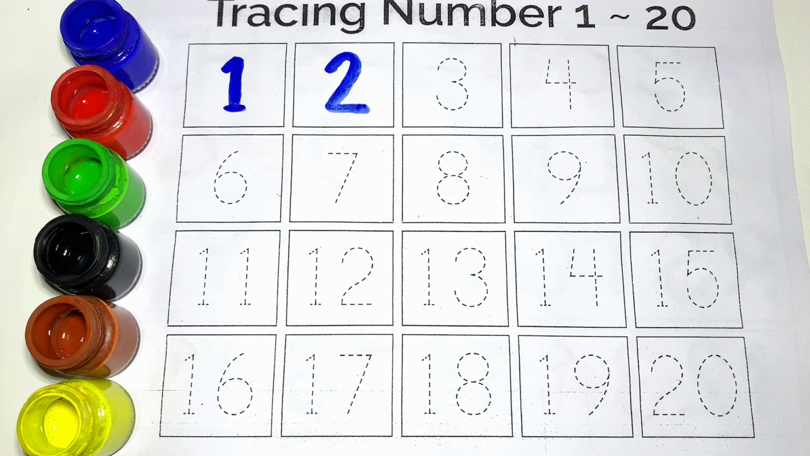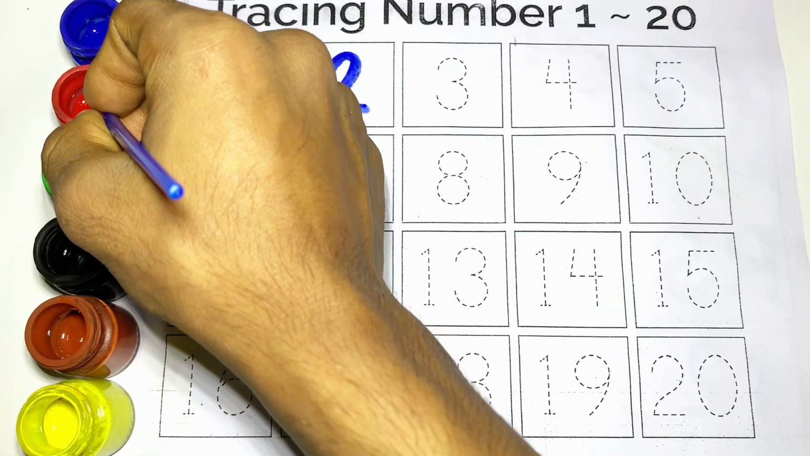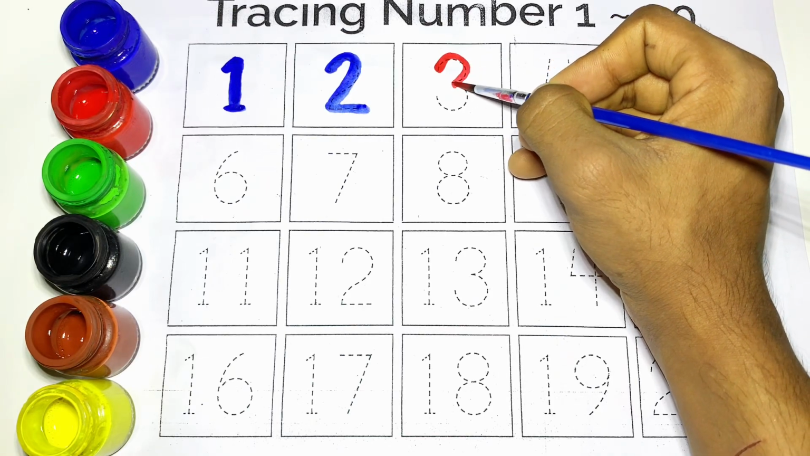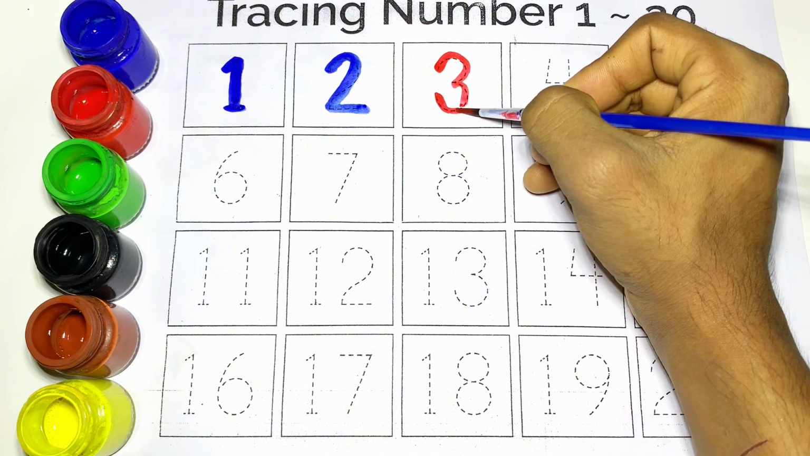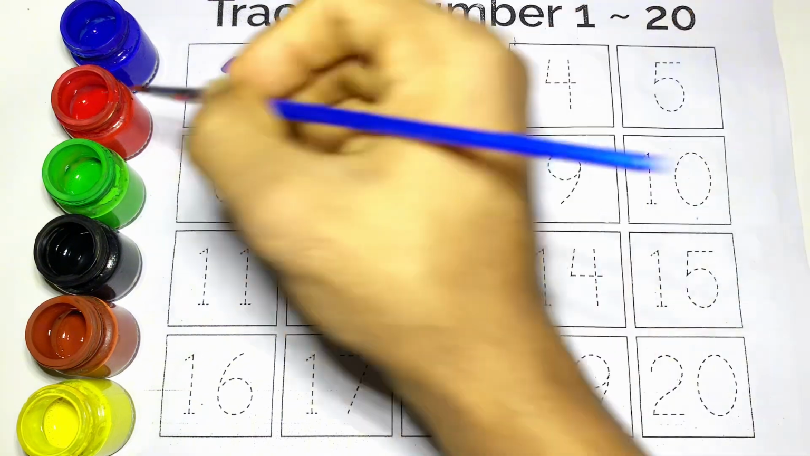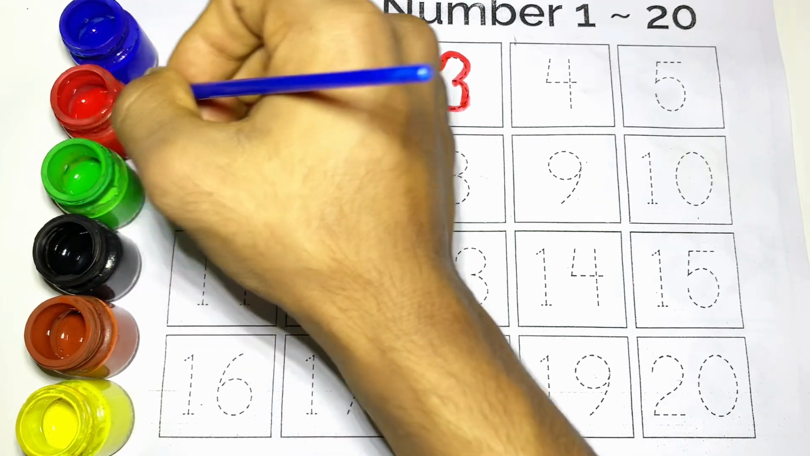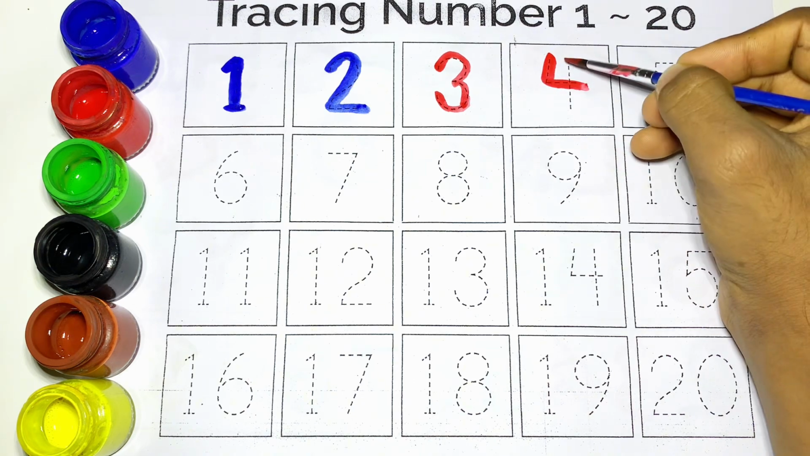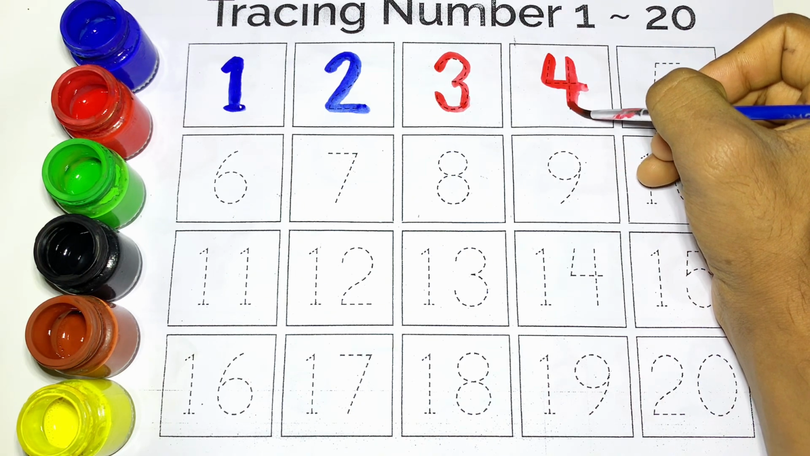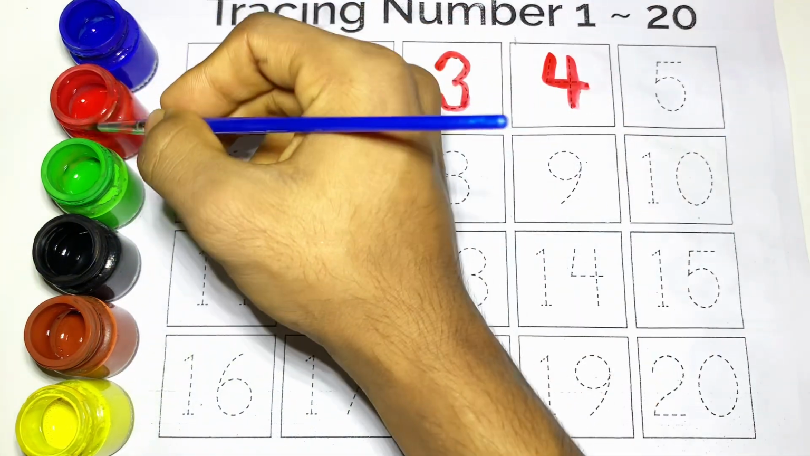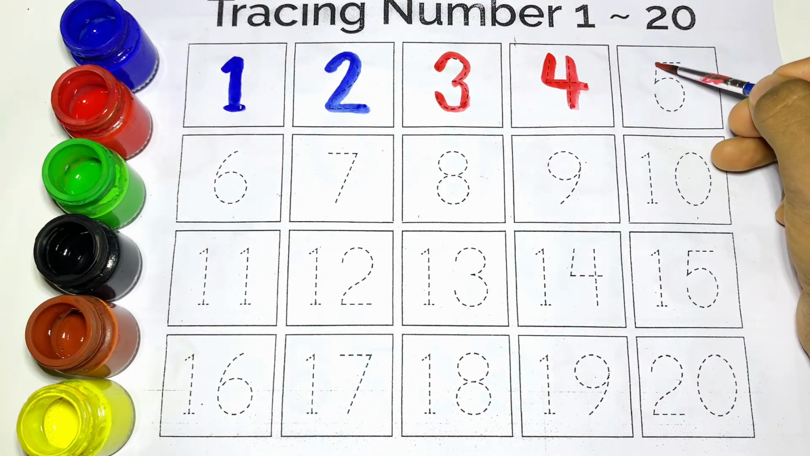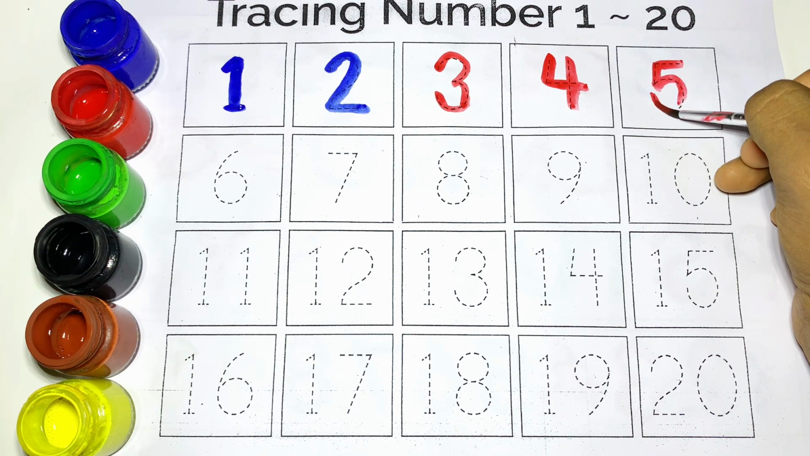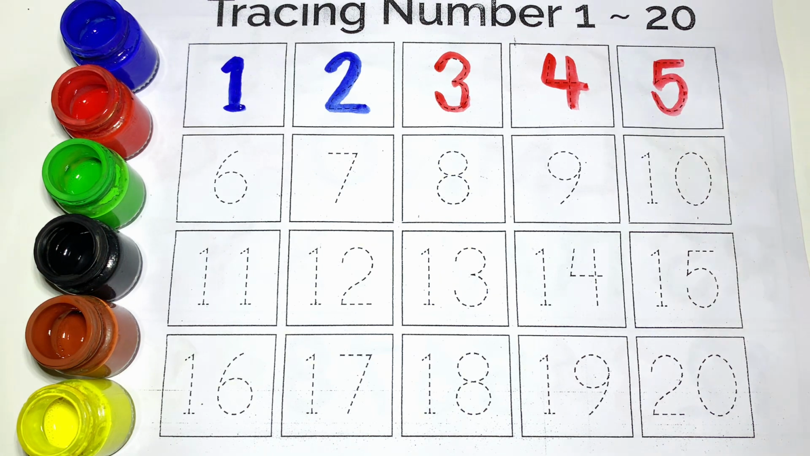Kids, now draw 3. The number 3, and use red color. T-H-R-E-E, 3. Kids, again use red color and draw 4. F-O-U-R, 4. Kids, now draw 5. F-I-V-E, 5. And again use red color.